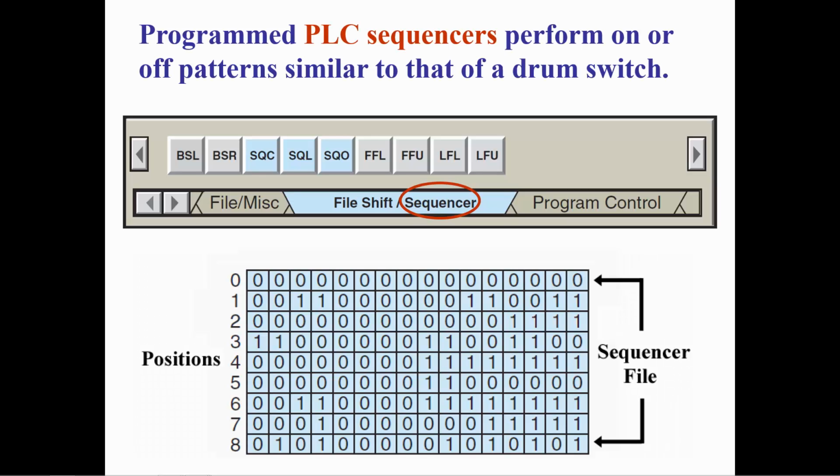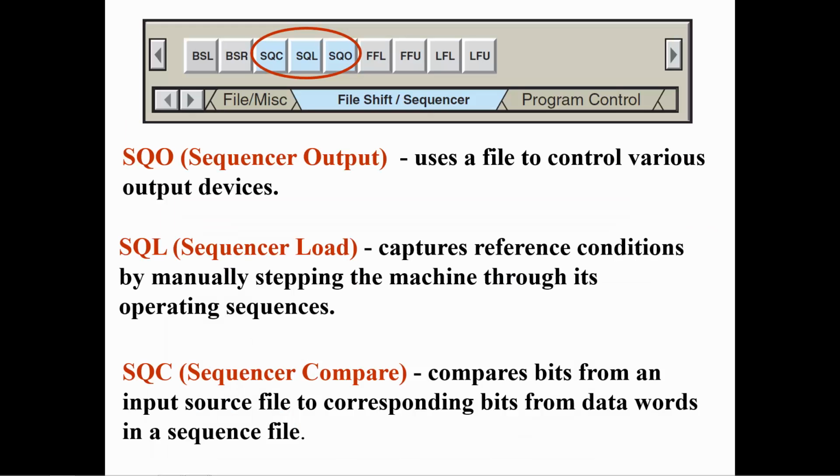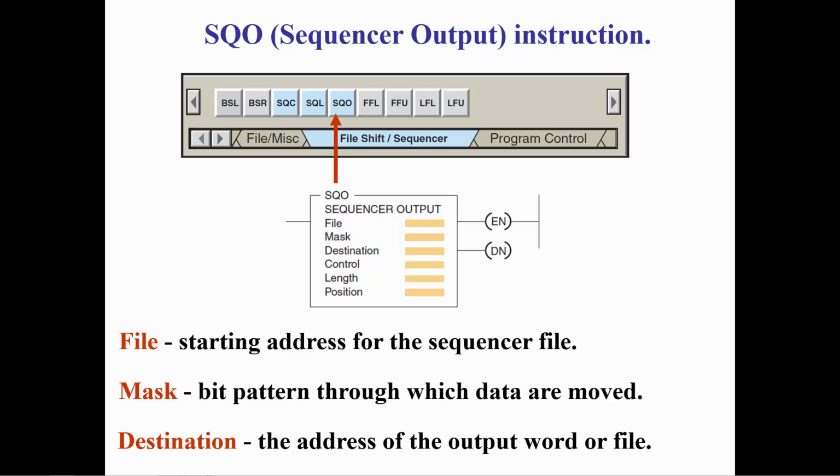PLCs have sequencer instructions that perform similar to electromechanical drum switches. The sequencer instructions are found on the File/Sequencer tab of the instruction toolbar. The three sequencer instructions are sequencer output, sequencer load, and sequencer compare. The sequencer output or SQO instruction has 6 parameters.